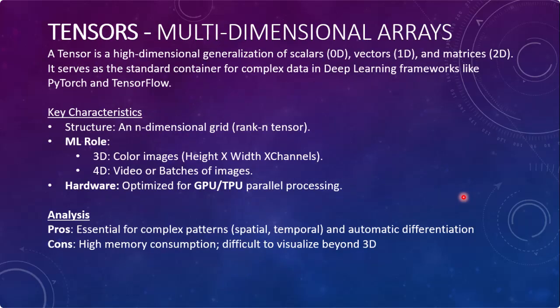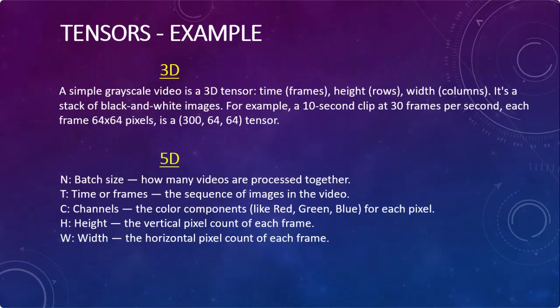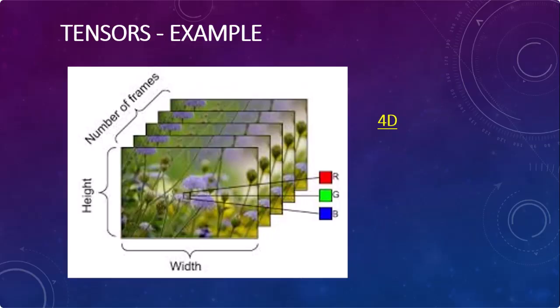Tensors are high-dimensional grids. A 3D tensor could be a color image, like height by width by color channels. A 4D tensor might be a video, which is a batch of images over time. These are the standard containers for data in frameworks like PyTorch and TensorFlow. Now consider a grayscale video. It's a 3D tensor made up of a stack of black and white images, which are frames. So if the video is 10 seconds long at 30 frames per second, that is 300 images stacked together.